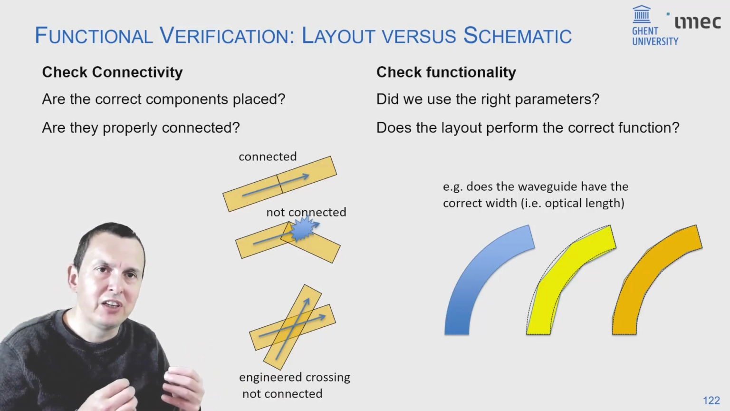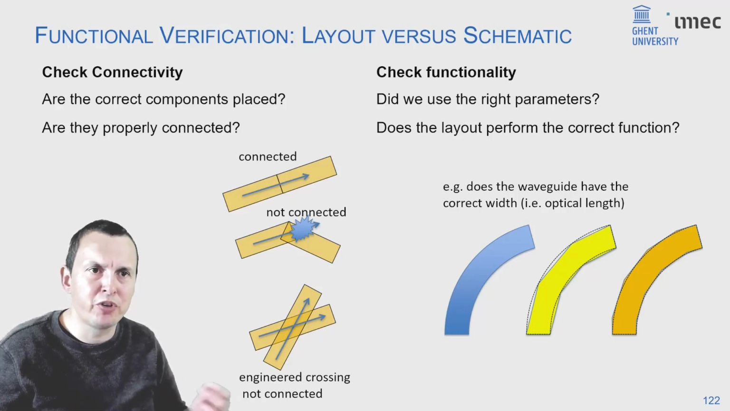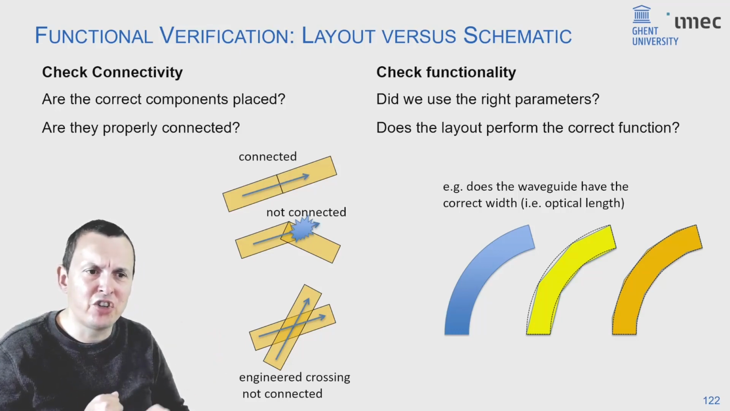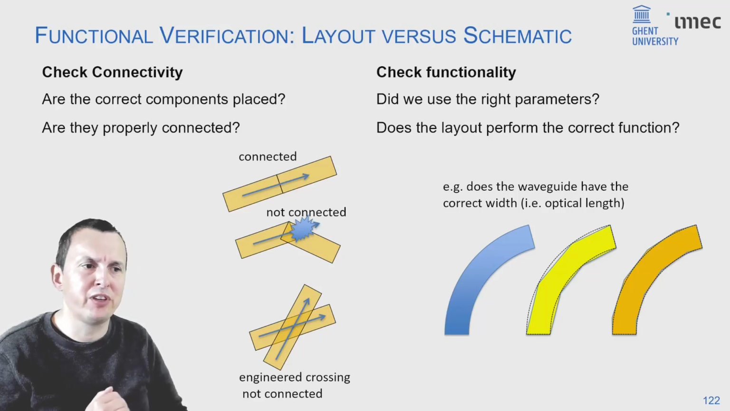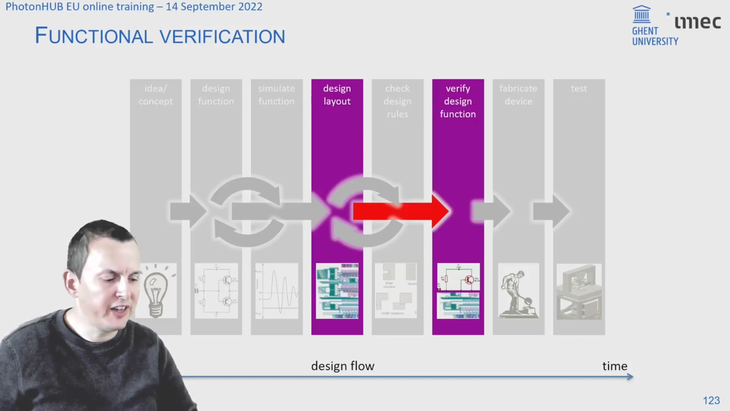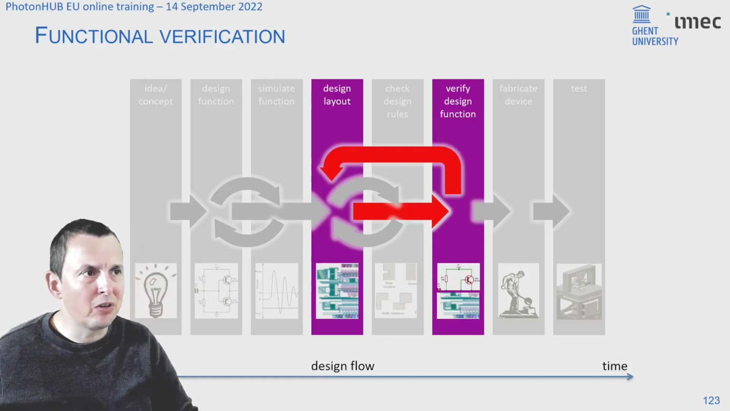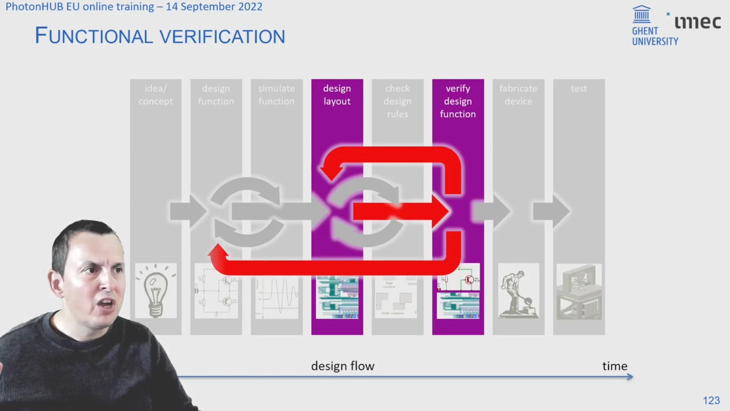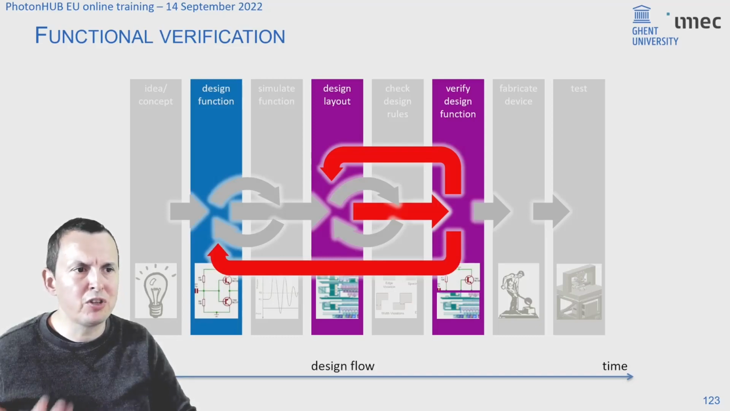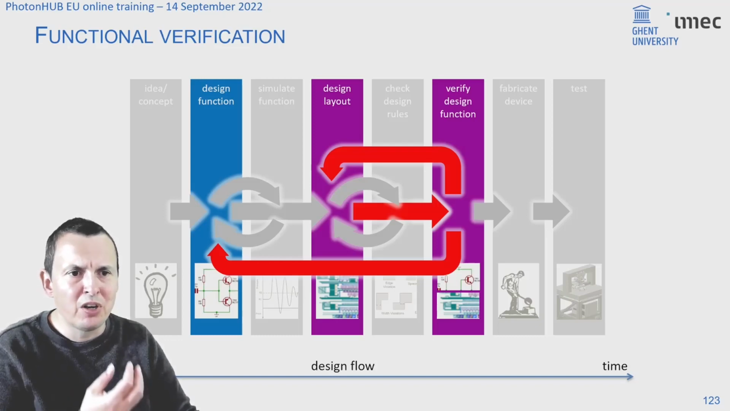So this type of verification is much more difficult to do, because you now have to really look at what is the intended function of this component, and is the geometry that's being laid out actually corresponding to that intended function. Of course, again, this is iterative. You might have to redo your layout. You might, in some cases, even have to go back to your schematic to fix your schematic, because certain things might, for instance, not be possible.